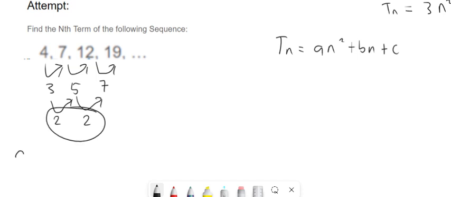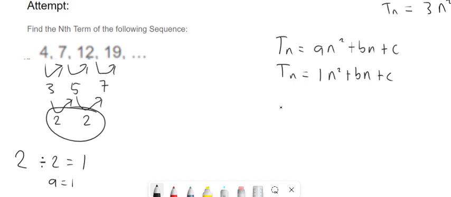Now to get the A term, I'm just going to take whatever the second difference is, so it's 2 in this case, and I divide it by 2, or cut it in half. So therefore I'm getting 1 here. So our A is equal to 1. So T of n then is equal to 1n squared plus bn plus c. Now 1n squared is the same thing as n squared, so I don't even need to put the 1 in there, but let's leave it in so we don't get too confused.